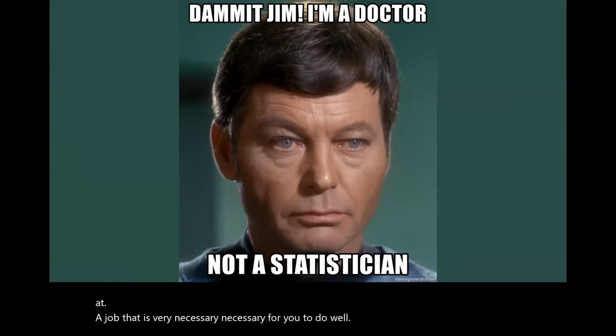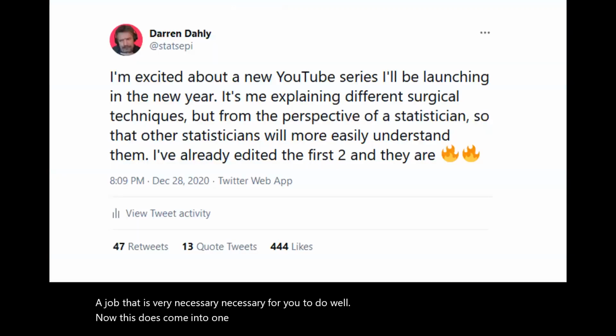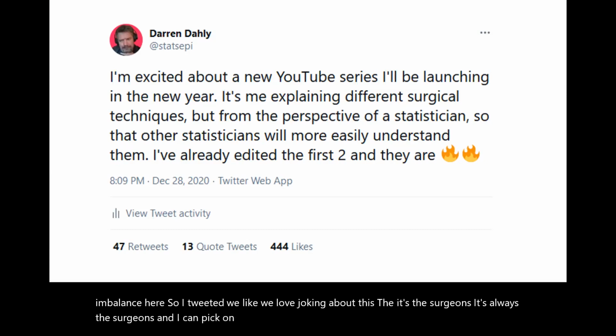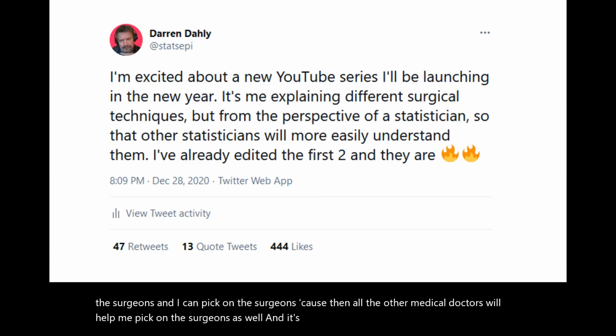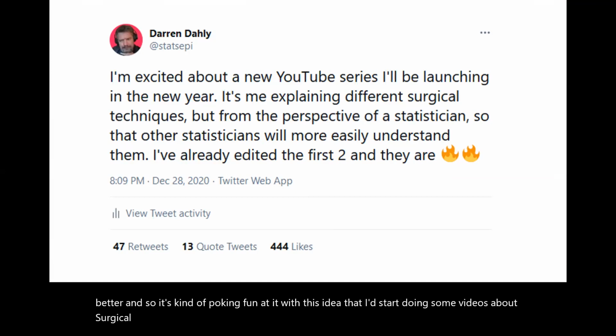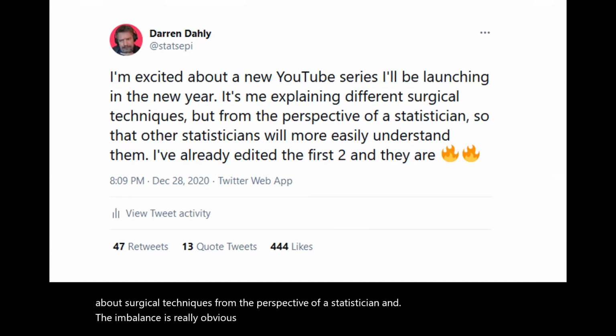Now, this does come with one small finger wag, and that is there's an imbalance here. So I tweeted, we love joking about this. It's the surgeons, it's always the surgeons. And I can pick on the surgeons because then all the other medical doctors will help me pick on them as well. It's always the surgeons that seem to know better. So I was poking fun at it with the idea that I'd start doing some videos about surgical techniques from the perspective of a statistician. And the imbalance is really obvious. It's ludicrous. It's obscene for me to pretend like I understand anything about being a clinician, because I don't.